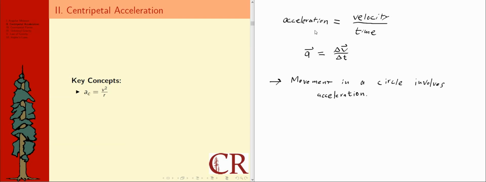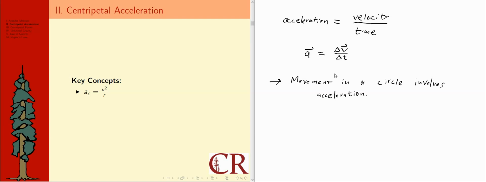Recall that the definition of acceleration is that it is velocity over time, or maybe more appropriately stated as change in velocity over time. A thing to remember though is velocity is a vector. So I've stated here again as a formula the definition of acceleration, where the acceleration vector is equal to delta v vector over delta t. Velocity being a vector though includes direction.